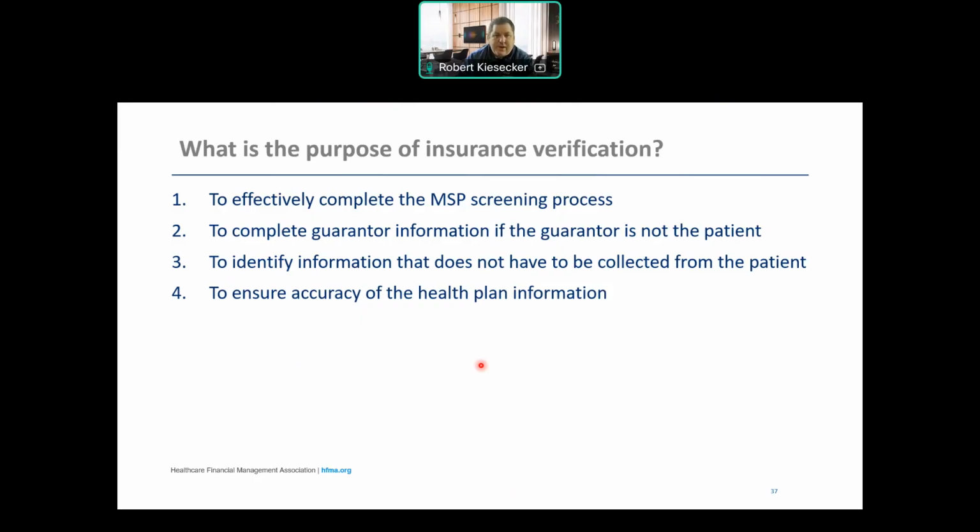So what is the purpose of insurance verification? Is it 1, to effectively complete the MSP screen process? Is it 2, to complete the guarantor information if the guarantor is not the patient? Is it 3, to identify information that does not have to be collected from the patient? Or is it 4, to ensure accuracy of the health plan information? The survey says it is number 4, to ensure the accuracy of the health plan information.